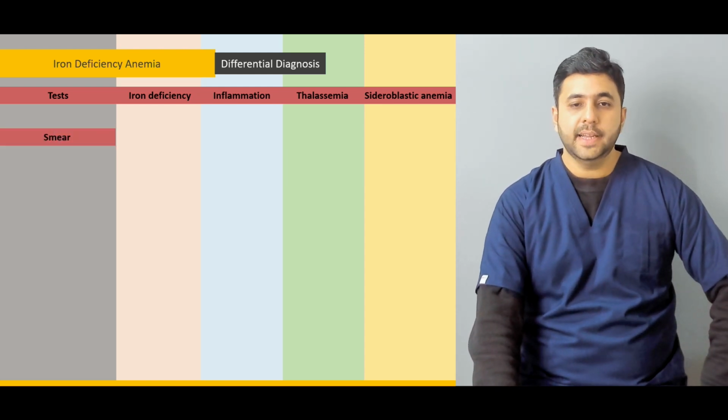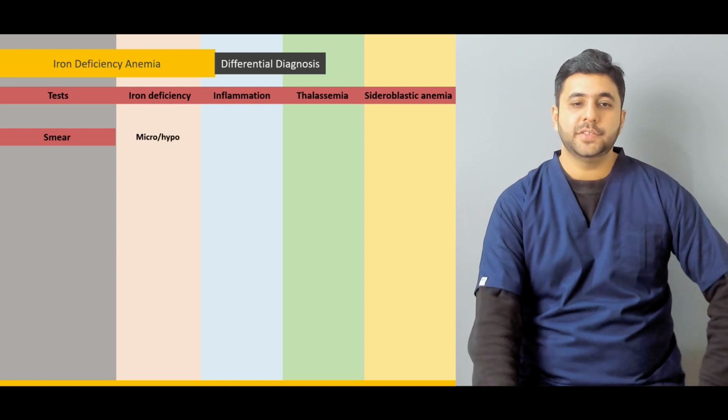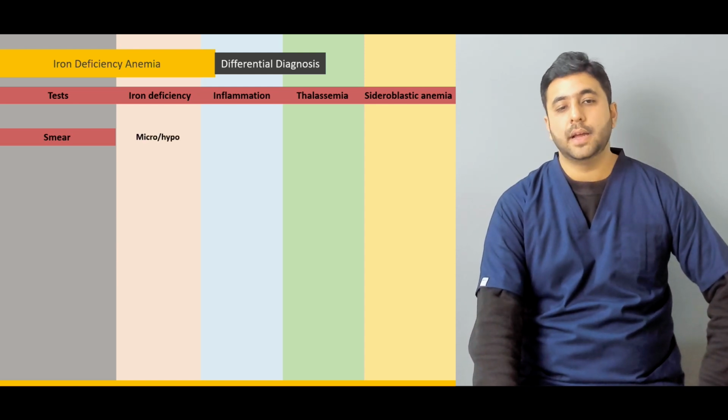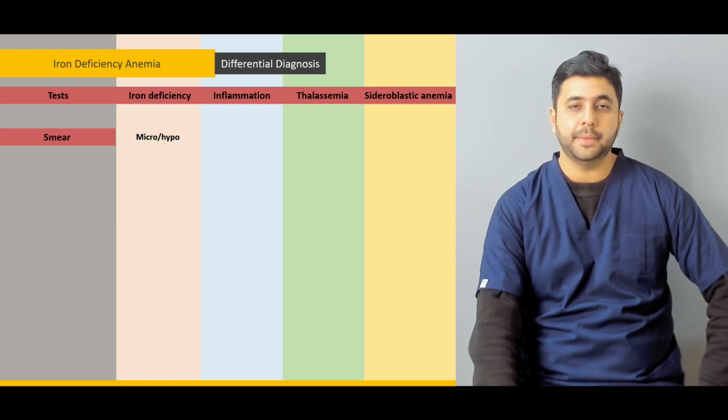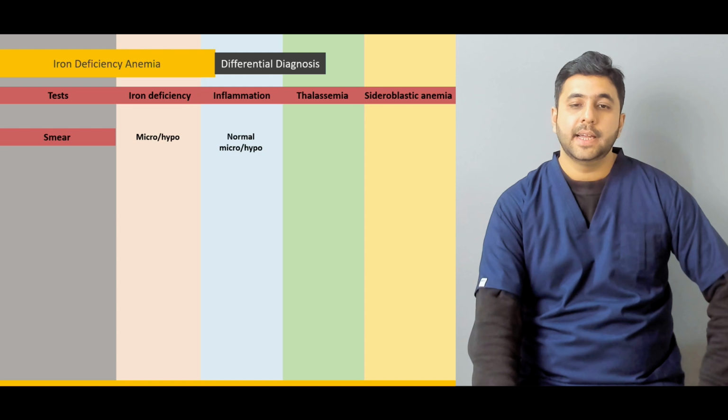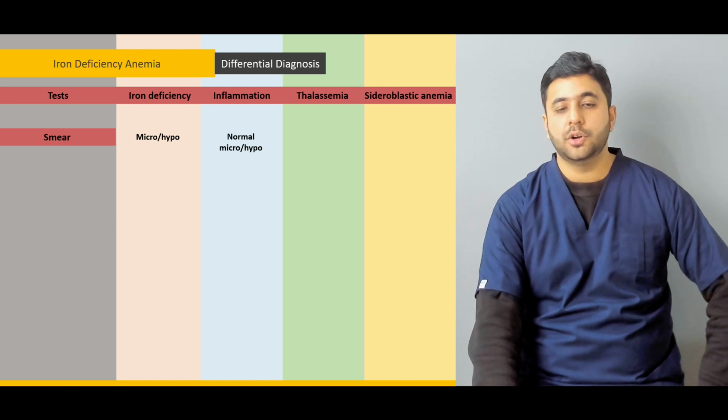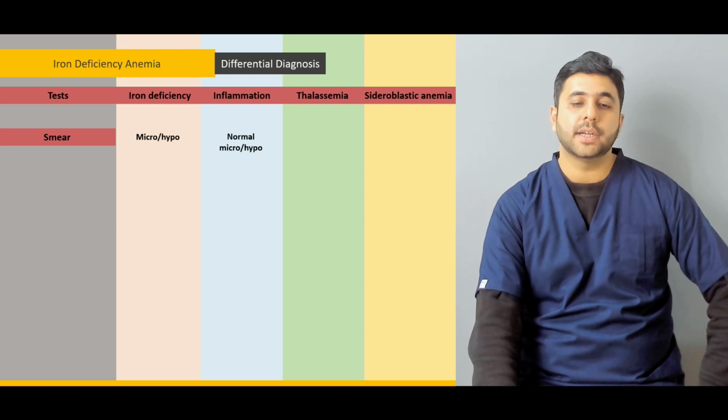So on a smear in iron deficiency anemia, we have normocytic normochromic anemia initially, but later on, with advanced iron deficiency, we will have microcytic hypochromic anemia. In the inflammatory condition, we might have a normal smear or a microcytic hypochromic anemia.